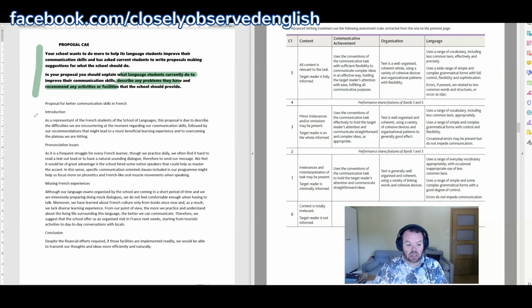Conclusion. Despite the financial efforts required, if those facilities are implemented readily, we would be able to transmit our thoughts and ideas more efficiently and naturally.